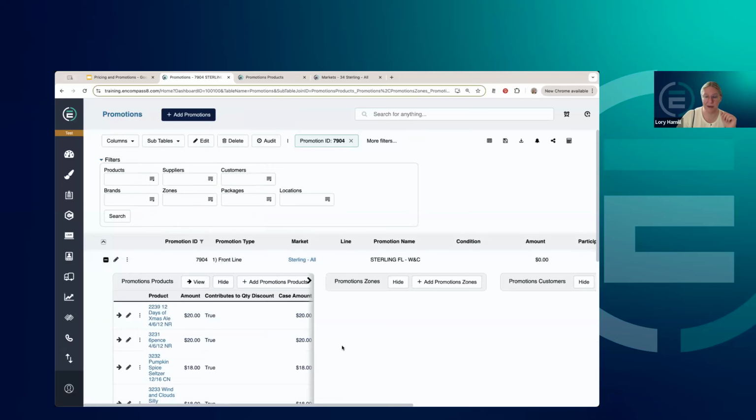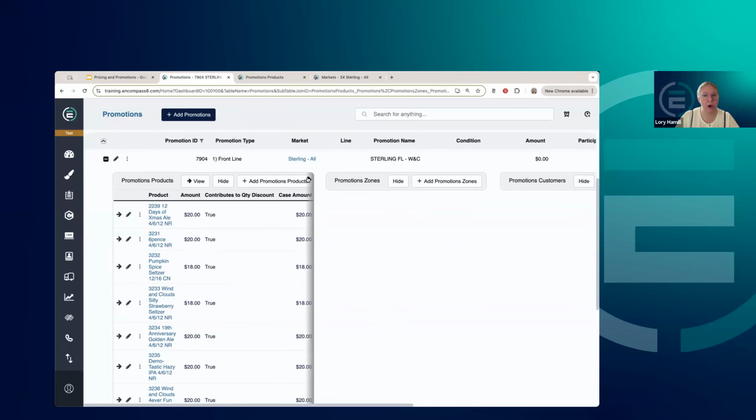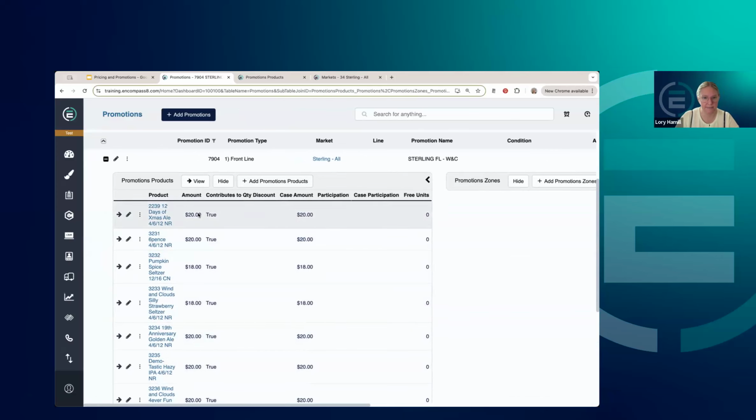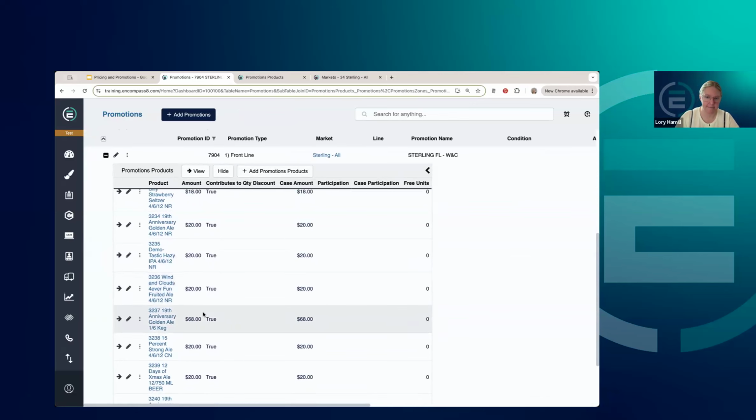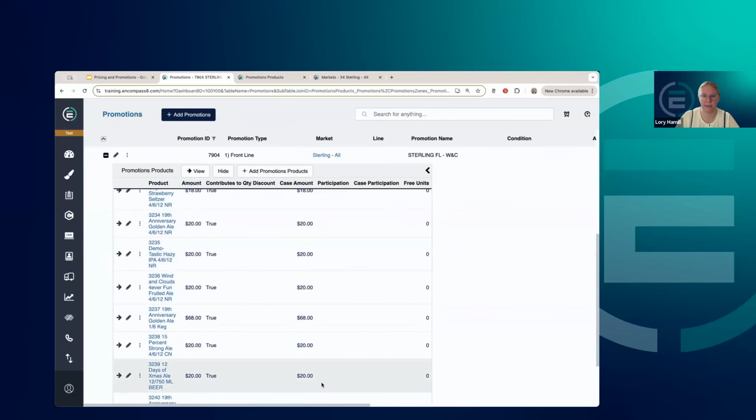You can add them in one at a time. Dealer's choice, but know that that exists. And here we are. We have all of our promotions products with different amounts on them that are appropriate to them. And I could have set my participation. Free units is where I would decide where the free unit is.